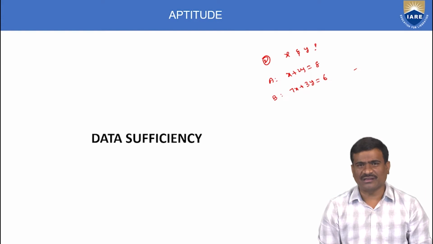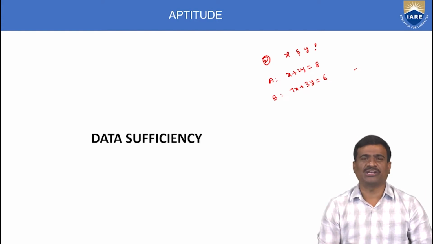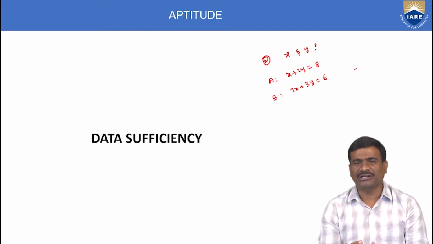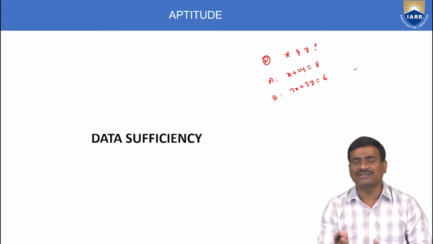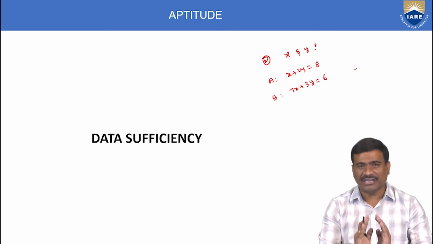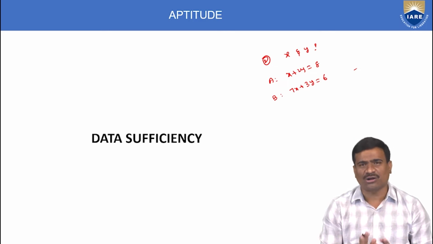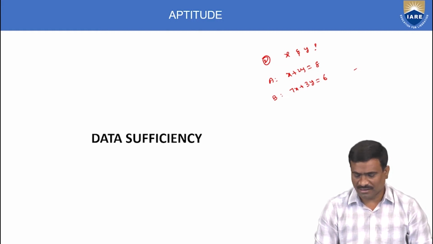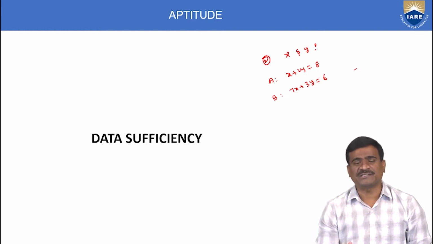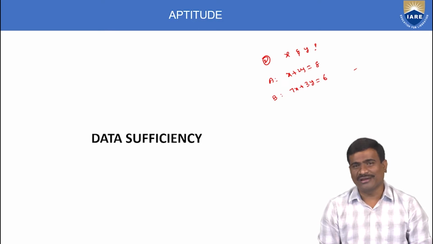The method is easy. Only observation is important here. No need to calculate the solution. The values of x and y are not required. By the given data, we only check whether it is sufficient or not. That's enough to solve the problems in data sufficiency. Statement A, x plus 2y is equal to 8. First calculate A alone. Next calculate B alone. Next combine the A and B statements. This is the procedure of the topic.